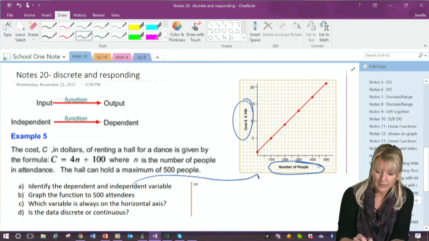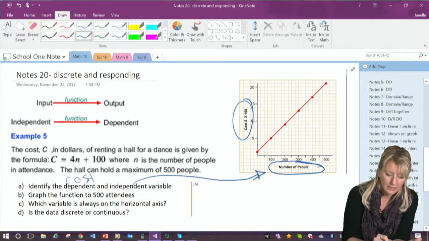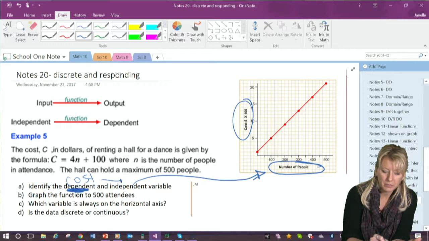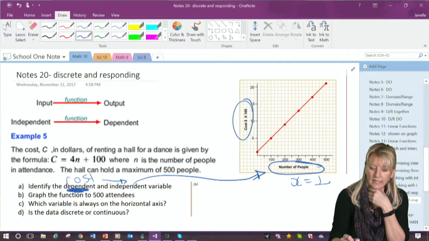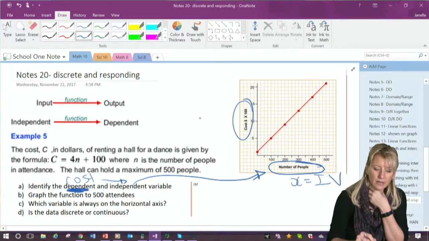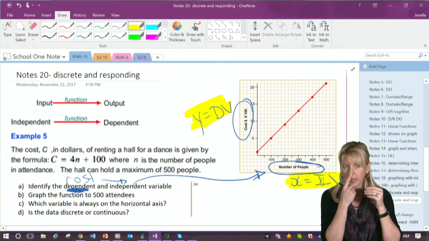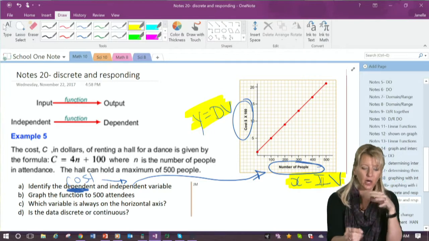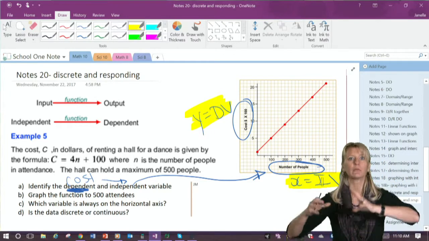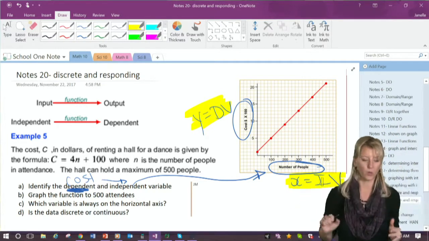So independent is going to be the number of people, and the cost depends on how many people come to this. That's just the difference: the x value is always the independent variable, and the y-axis is always the dependent variable, okay? You don't have to focus on drawing this too much, but you need to understand that whatever is dependent goes on the y, because how many people come really affects the cost of the party, okay? So that's why one is on the x and one is on the y, okay?